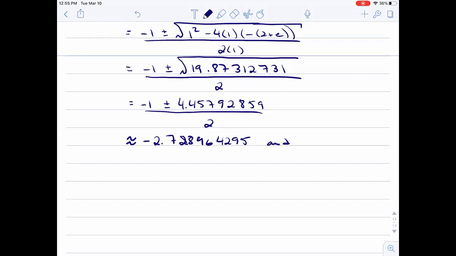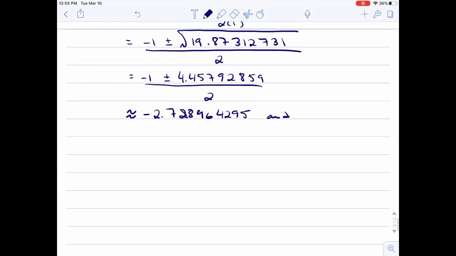And then again, I should have saved it. 1 minus 4 times negative 2 plus e. Square root of that. Negative 1 plus that divided by 2. I get 1.728964295.